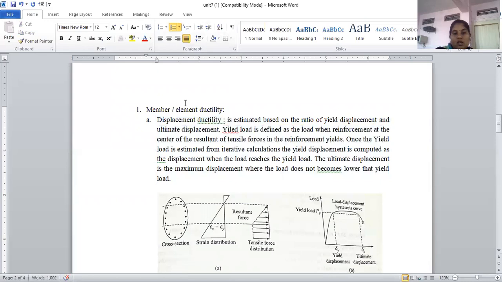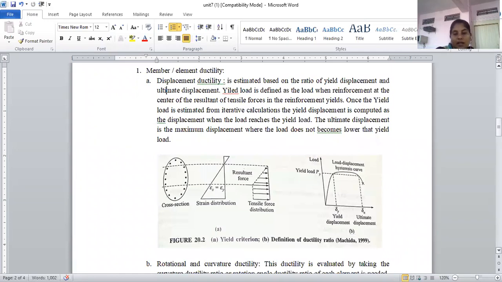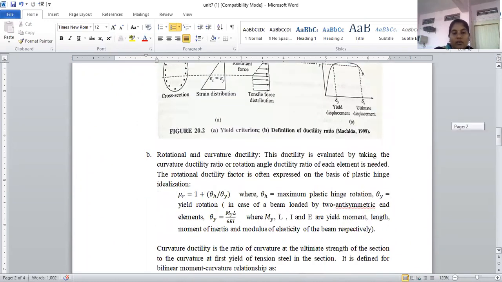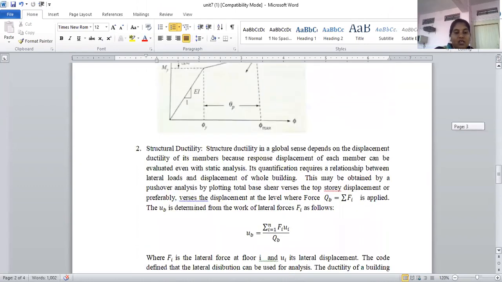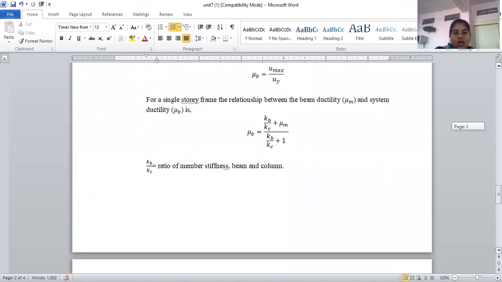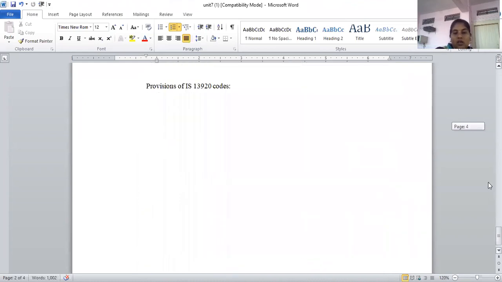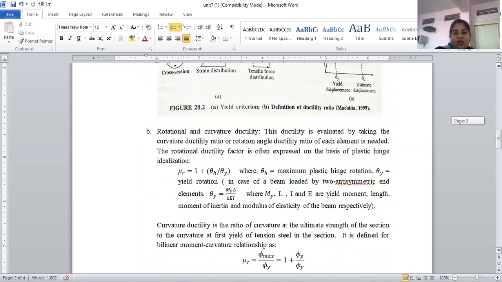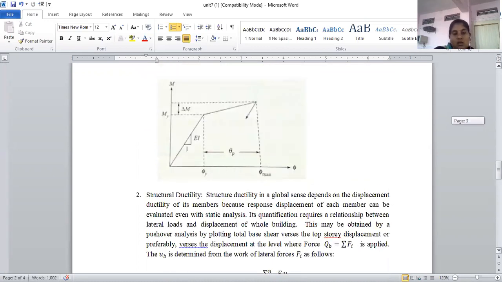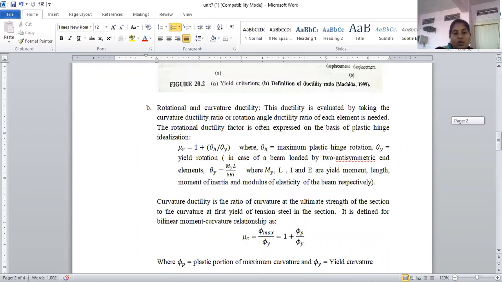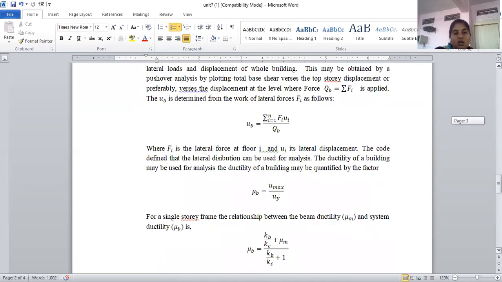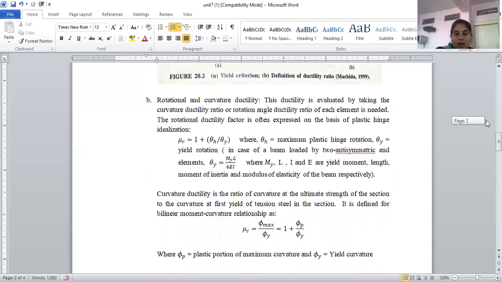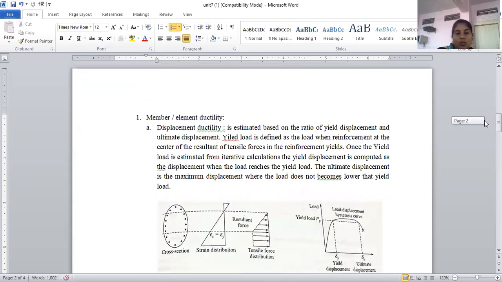So the first parameter here is the member or element ductility. The second one is the rotational and curvature ductility, and the third one is related to the structural ductility. So these are the three parameters over here. We'll see these three parameters. First you write down this member or element ductility.